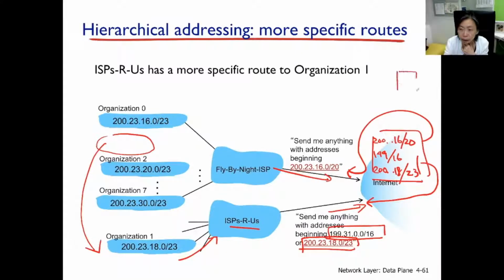If a packet comes in that is supposed to go to organization 0, it's going to match the first entry. It's not going to match entry number 3 because this address space and this address space are disjoint. So a packet going to organization 0 is going to travel down to organization 0. Setting up the forwarding table this way is not a problem. Similarly for organization 2 and 3 and all the way to 7, as long as the destination IP address matches this, it's going to come down this way.